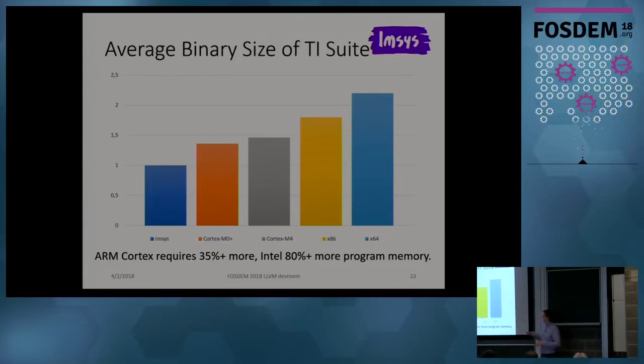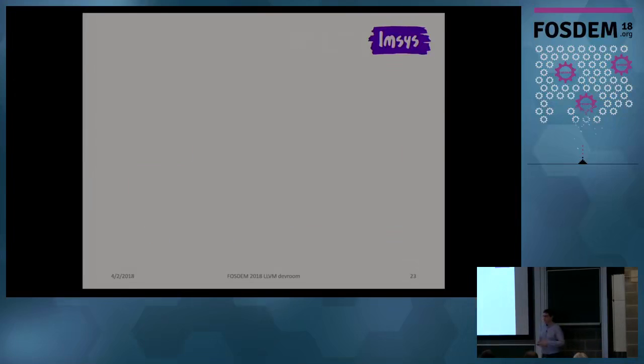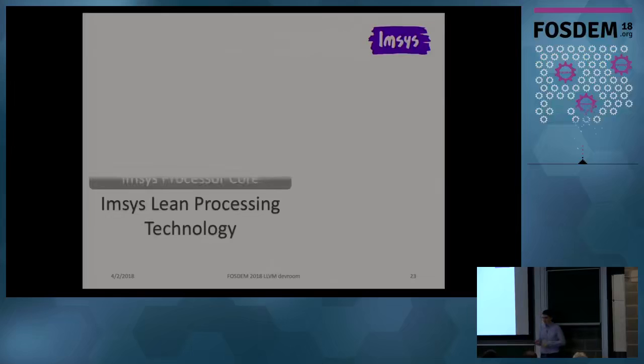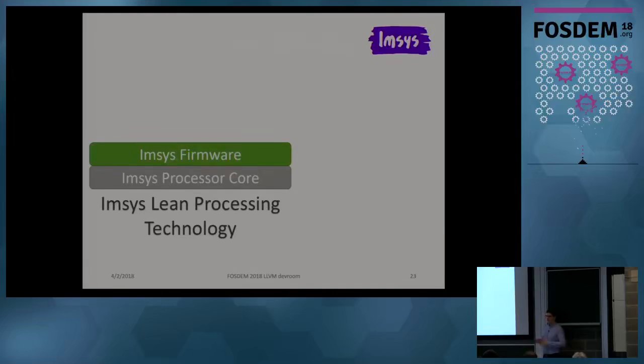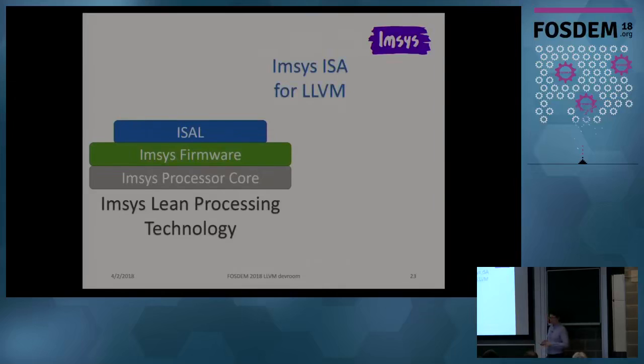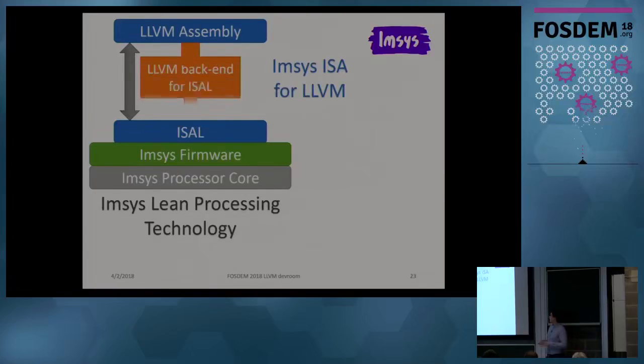And well, with these exciting results, I would like to wrap up. I talked about our core technology, the IMSIS gene processing technology, our operation-oriented hardware architecture, the processor core, then our firmware, which is based on microcode and implements the actual instruction set architecture, which we tailor-made for LLVM assembly. I also talked about how we use an LLVM backend to, I can say simply, generate efficient code for ISA-L.